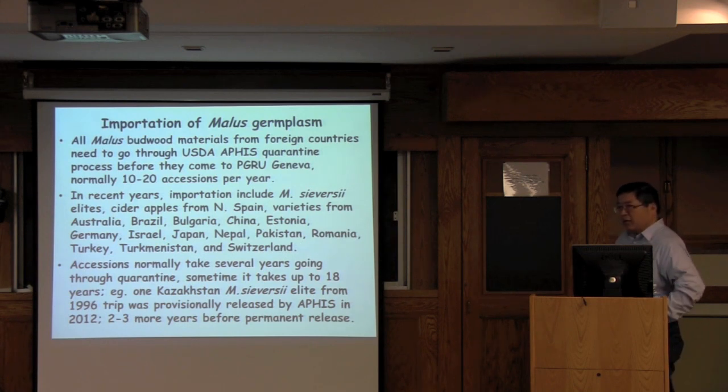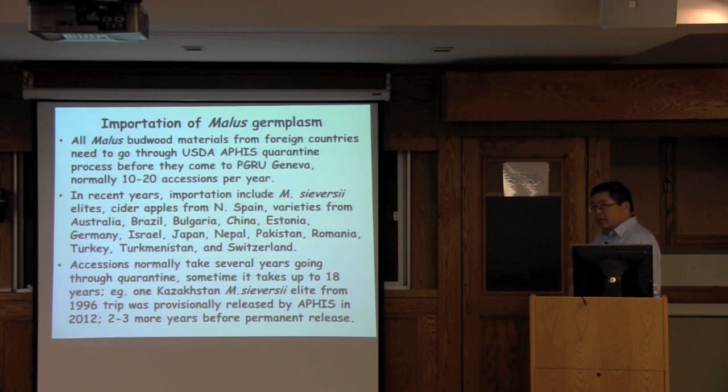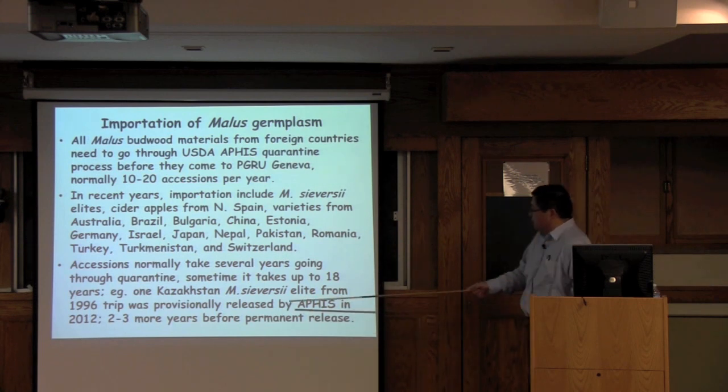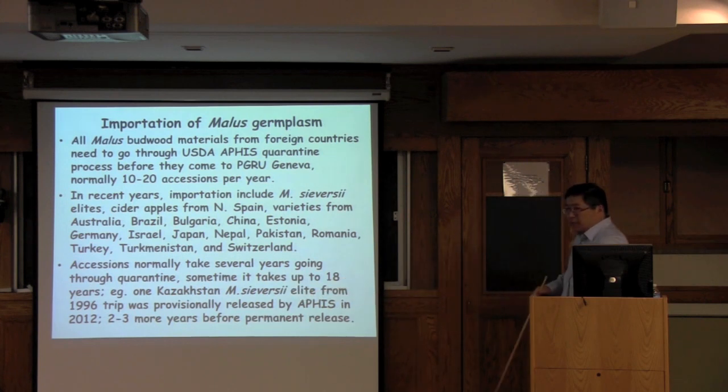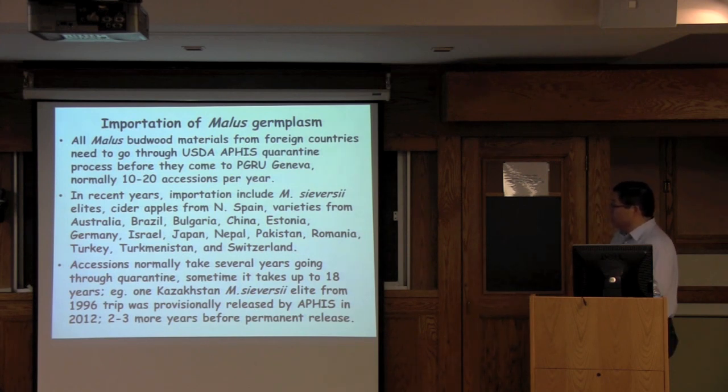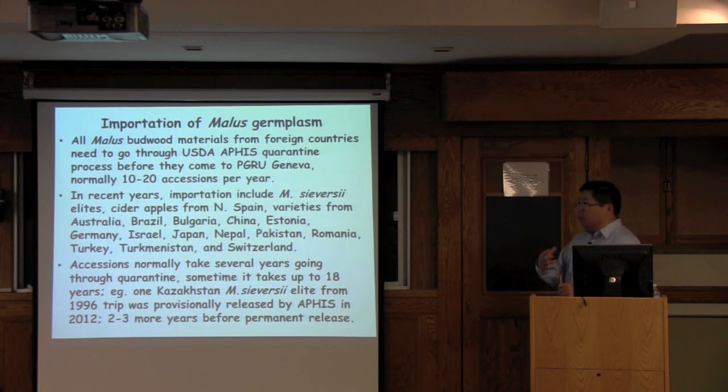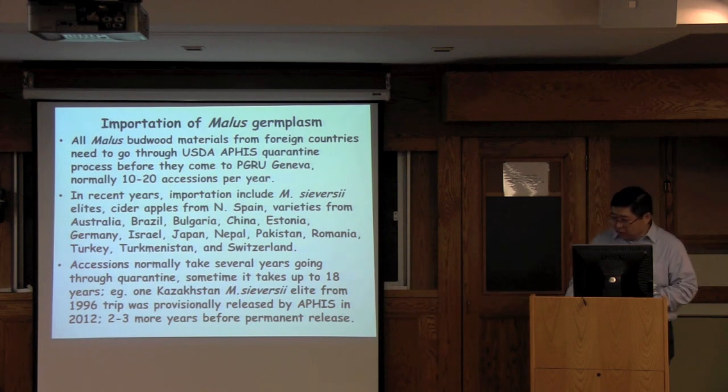Most of the accessions, when they go through the ARS quarantine process, take about a few years. But there are some extreme cases, especially this one. One of the Malus sieversii elite from Kazakhstan was collected in a 1996 exploration trip. It was only released by ARS to us last year, after 16 years in quarantine. That was just a provisional release, so we have to wait an additional 2 to 3 years before its permanent release to the public. So when it's all said and done, it will probably take between 18 to 19 years before this material can be released to the public.